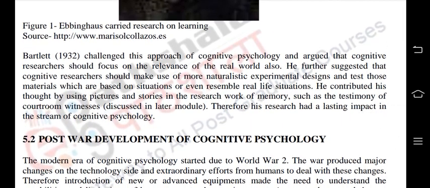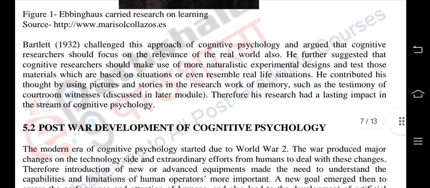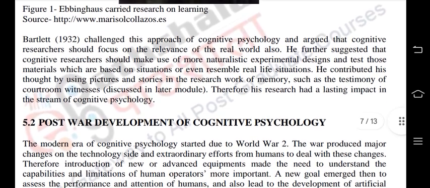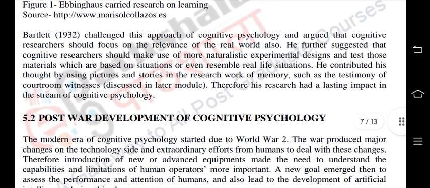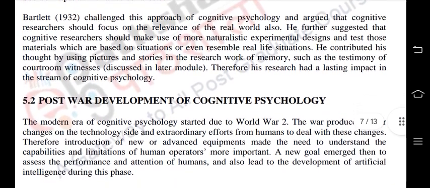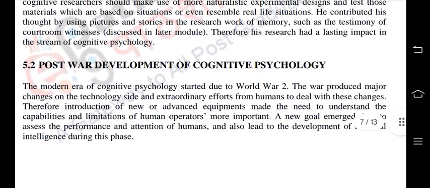Bartlett in 1932 challenged this approach of cognitive psychology and argued that a cognitive researcher should focus on the relevance of the real world also. He further suggested that cognitive researchers should make use of more naturalistic experimental designs and test those materials which are based on situations or even resemble real life situations. He contributed his thought by using pictures and stories in the research work of memory, such as the testimony of courtroom witnesses. Therefore, his research had a lasting impact on the stream of cognitive psychology.